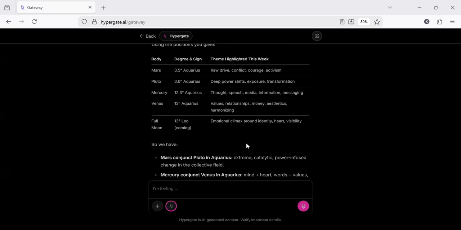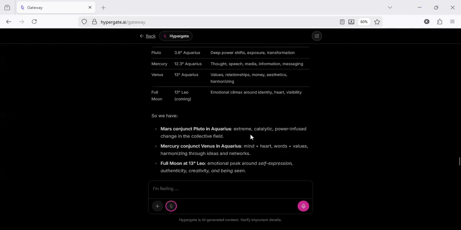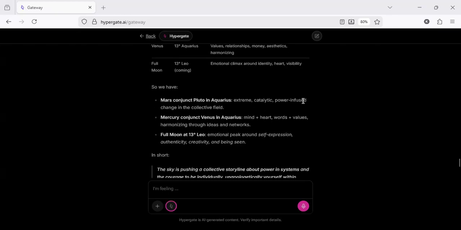Whatever those themes are. Okay, so we have Mars conjunct Pluto, extreme catalytic power, infused change in the collective field. Then we have Mercury conjunct Venus in Aquarius: mind, heart, words, values, harmonizing through ideas and networks. This is great for deep communication, really pull it out. And then the full moon here at 13 Leo, emotional peaks around self-expression, authenticity, creativity, and being seen. Be seen, be bold, in a good way with your heart, not against something.